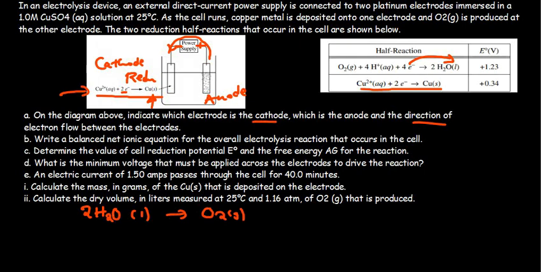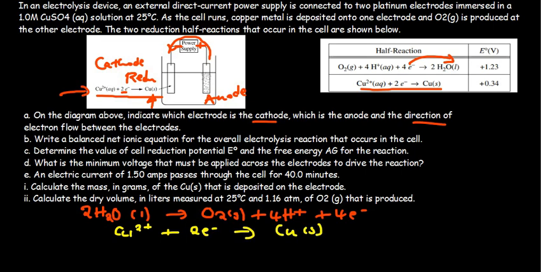What else? We have 4 hydrogen ions. We have 4 electrons. Okay. And then the other equation we have is copper 2 plus, so that one is as it is. We have copper 2 plus, 2 electrons, giving us copper solid.